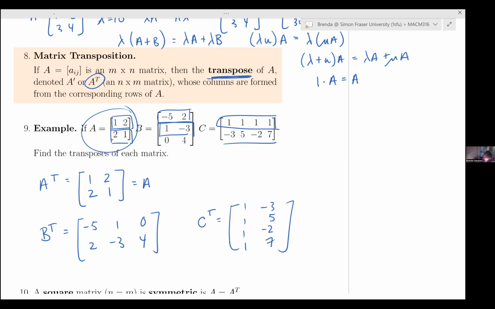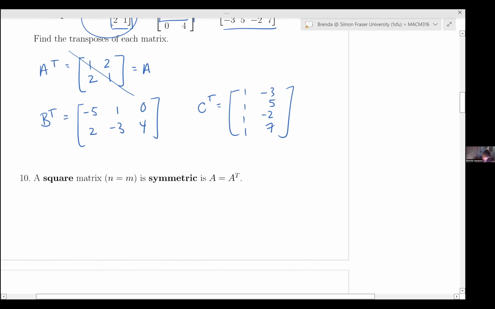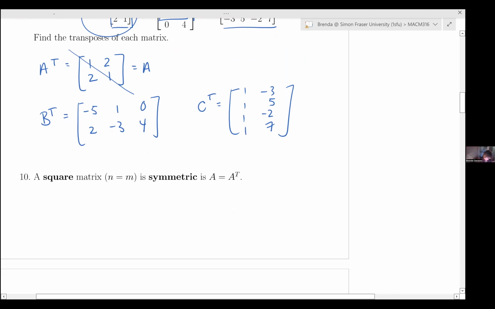This one, where we had A transpose is equal to A, the very first example, that's a special type of matrix, and we're going to see that's one way of recognizing a matrix that has symmetry. In this case, it has reflective symmetry, if you will, across the diagonal. In fact, that's what we say right here. A square matrix, it has to be square, is symmetric if A is A transpose.